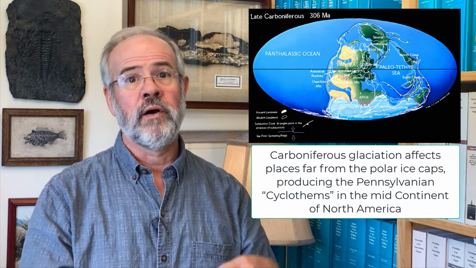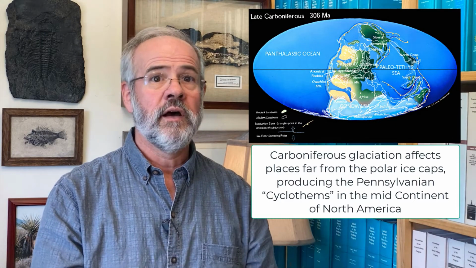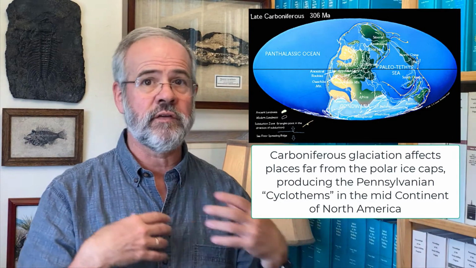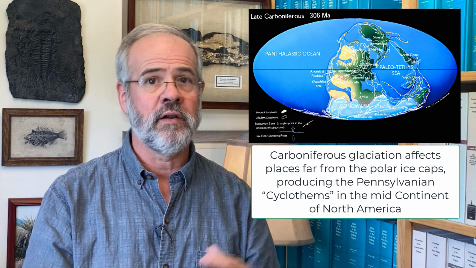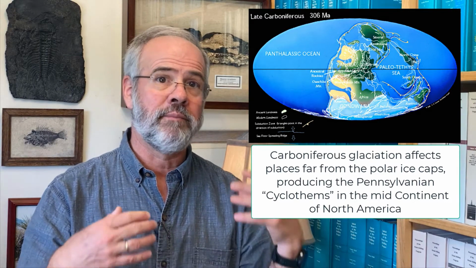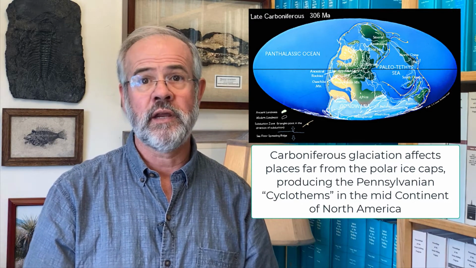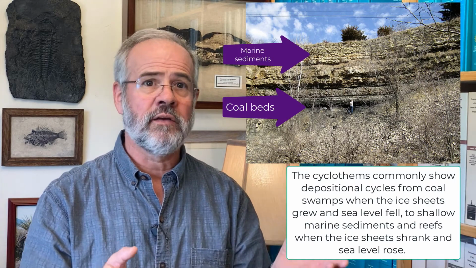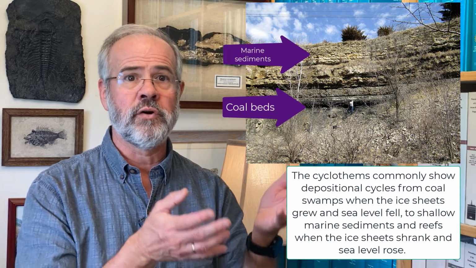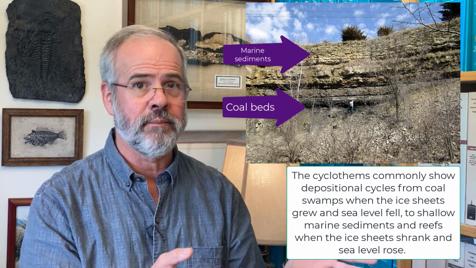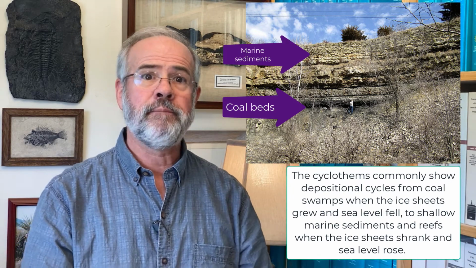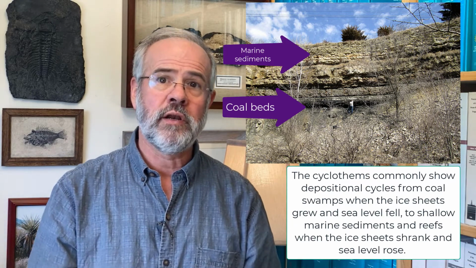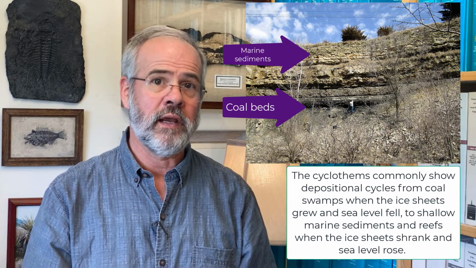For example, there are the Pennsylvanian cyclothems, a series of expansions and retreats of the oceans over the mid-continent of North America as sea level bobbed up and down with the growth and decay of polar ice sheets. The cyclothems commonly show cycles from coal swamps formed during times of maximum ice growth on the pole when sea level is low that pass upward into shallow marine carbonates as the ice sheets wane and sea level rises.